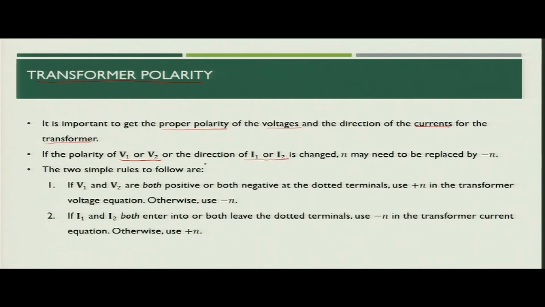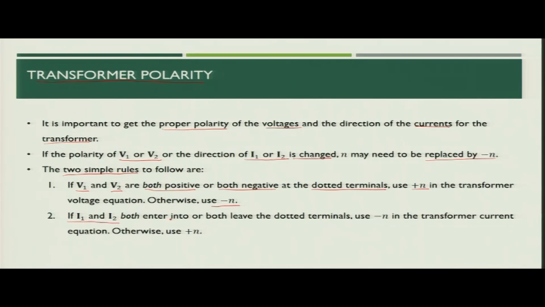So, if the polarity or the direction of the current changes, the transformation ratio, that is N, may need to be replaced by minus N. How will we decide whether it will be N or minus N? We will follow these two simple rules. So, what are those rules? If V1 and V2 are both positive or both negative at the dotted terminals, we use plus N in the transformer voltage equation, otherwise we will use minus N. So, if one is positive and the other is negative, then we will use minus N instead of plus N.